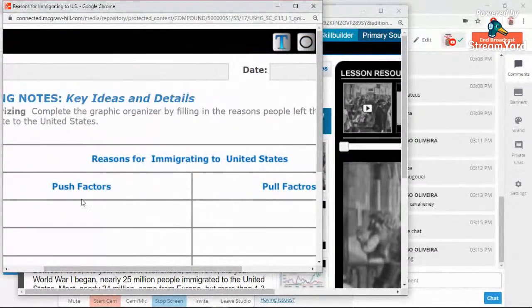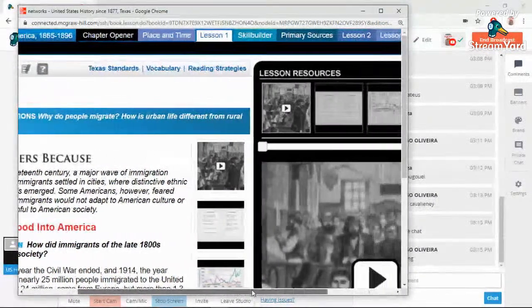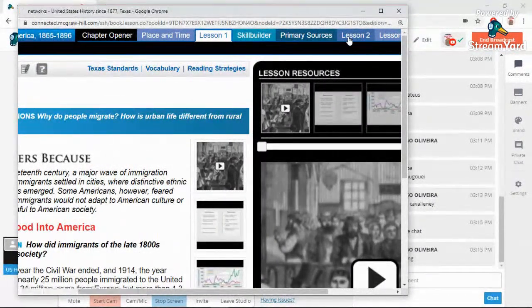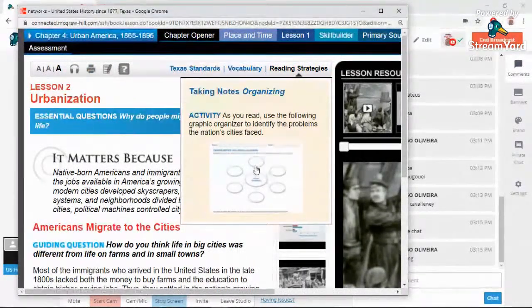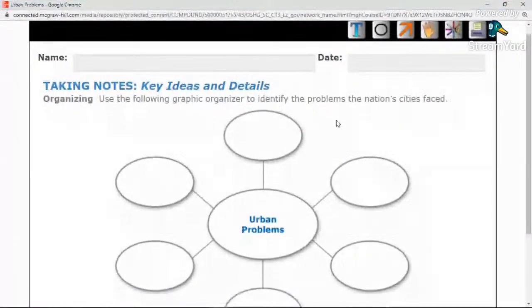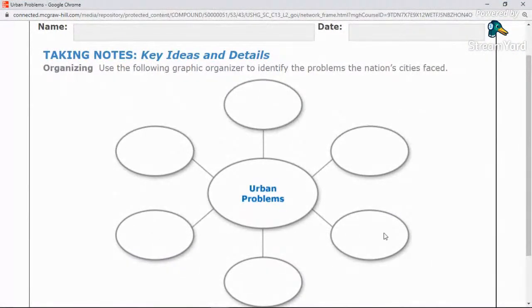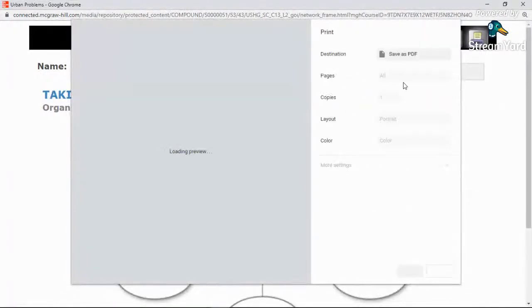What pushed immigrants into America? What pulled immigrants into America? We studied that. Lesson 2. You have to do this one. What were some of the urban problems? Remember to write. You just press the little T and write. You can erase if you made a mistake. Don't forget to put your name, put the date, save as a PDF.